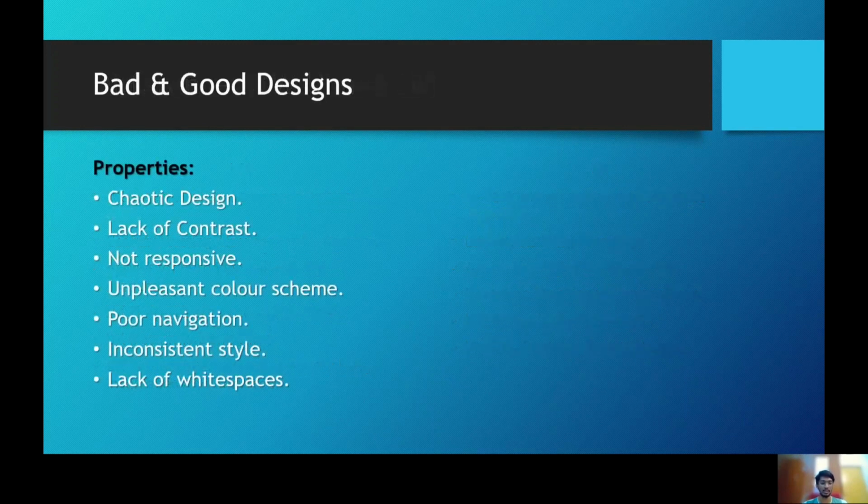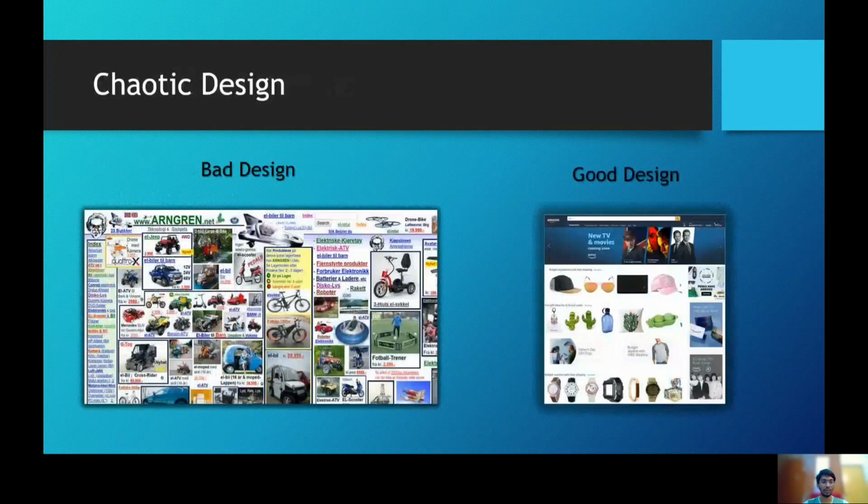Bad and good designs. Some properties like chaotic design, lack of contrast, not responsive, unpleasant color schemes, poor navigation, inconsistent style, lack of white spaces are considered as bad designs. So on the left we have a bad design. The biggest problem is that this site doesn't use a grid. Poor typography makes it unreadable. Random use of colors. So on the right, we have a good design from Amazon.